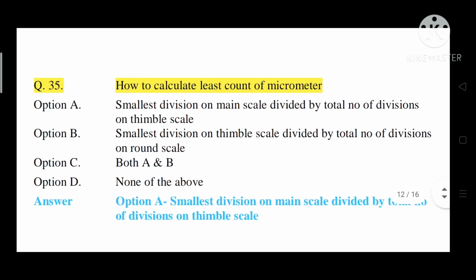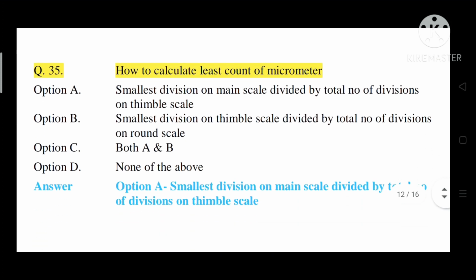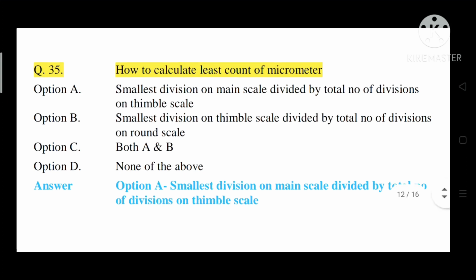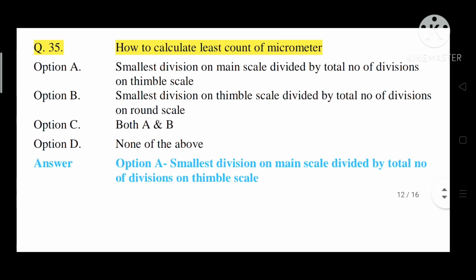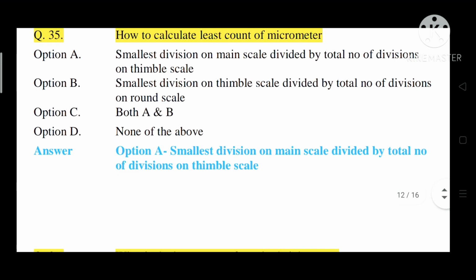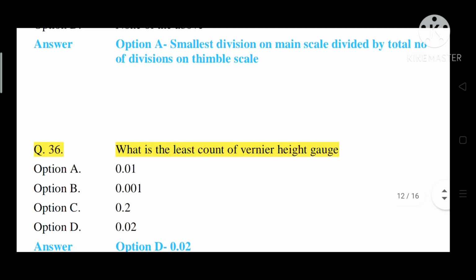Question number 35. How to calculate least count of micrometer? Option A, smallest division on main scale divided by total number of division on thimble scale. Option B, smallest division on thimble scale divided by total number of division on round scale. Both A and B, none of the above. So option A is correct. That is smallest division on main scale divided by total number of division on thimble scale.